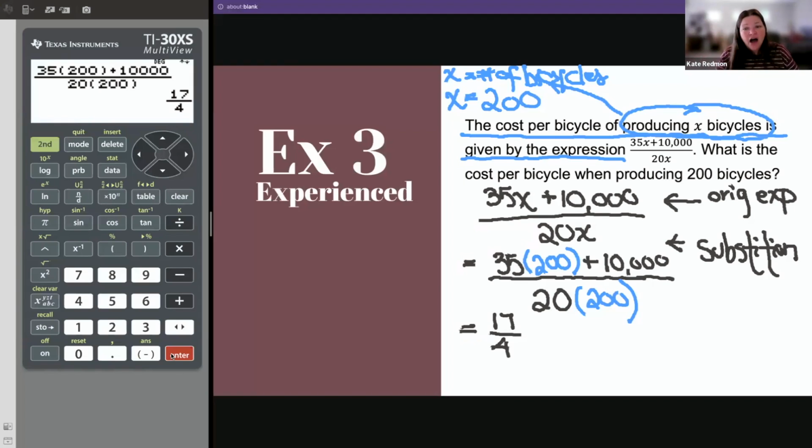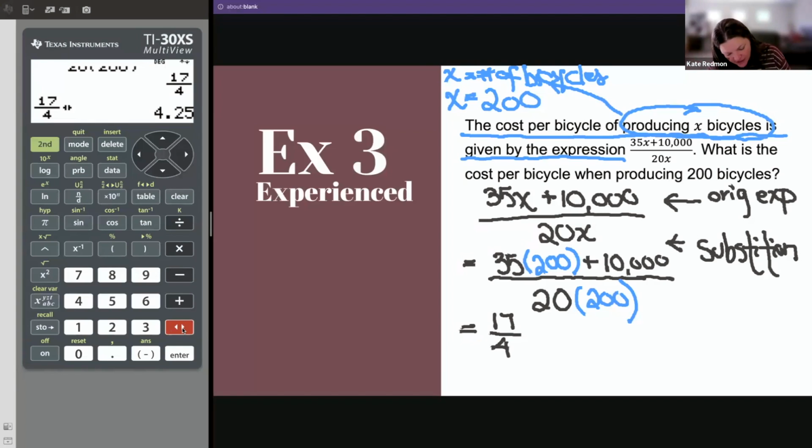Let's go back and look again at what we were looking for with this expression. It said the cost per bicycle is given by the expression. If I asked you, Mason, how much did this cost? You probably wouldn't give me an answer as a fraction. When you go to the store, nobody says it's going to be 17/4 of a dollar. And so I'm going to use the quick convert button to see, oh, that's the same as 4.25, or $4.25. Now that's how we would be more likely to express cost.